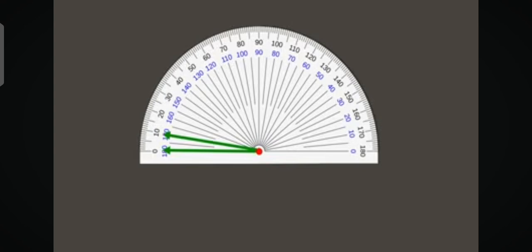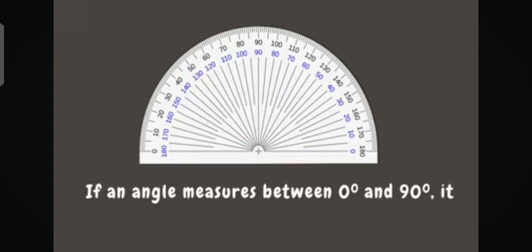There you go. Also, we can make a 50-degree angle, a 90-degree angle, or a 130-degree angle. Now let's learn about the different kinds of angles. If an angle measures between 0 degrees and 90 degrees, then it is called an acute angle.